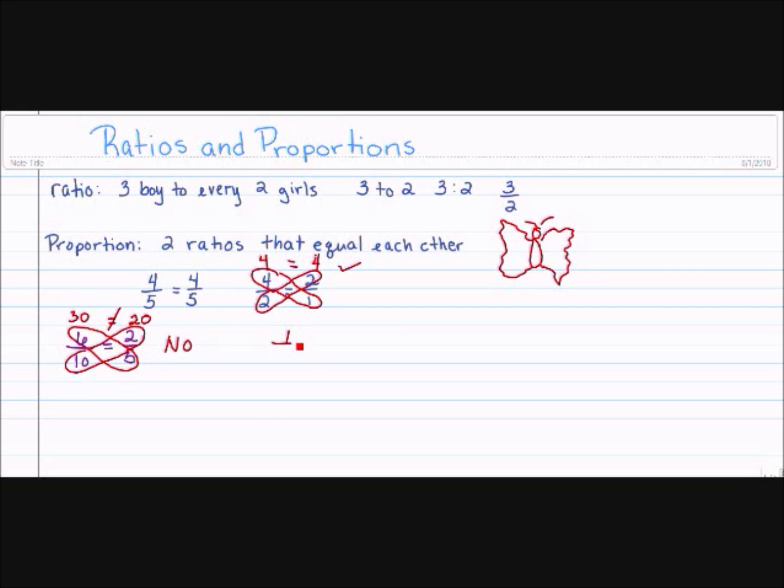What if I had 1/6? Does 1/6 equal 5/30? Well, let's get our butterfly out. 1 times 30 is 30, and 6 times 5 is 30. They are equal, so yes, that is a proportion.